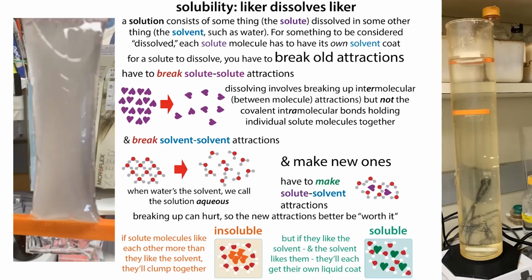So let's start by backing up and talking about what we really mean when we say something is soluble. What we mean is that every copy of the molecule has a full coat of solvent. In this case, our solvent is typically water, so we have some sort of aqueous buffer, a water-based solution. And each of those copies of the protein has a full water coat when it's dissolved.